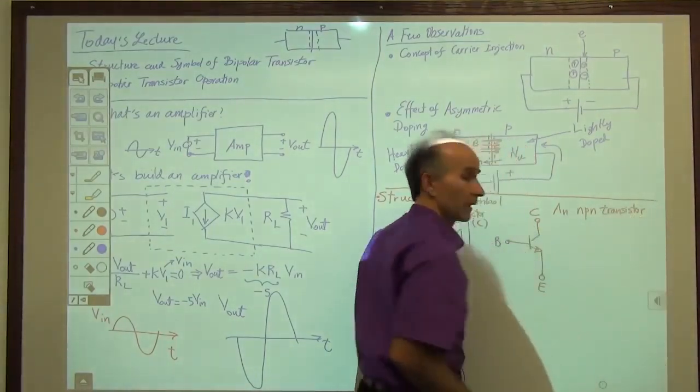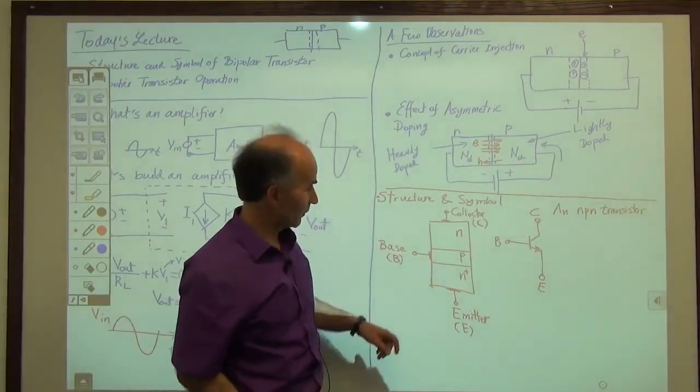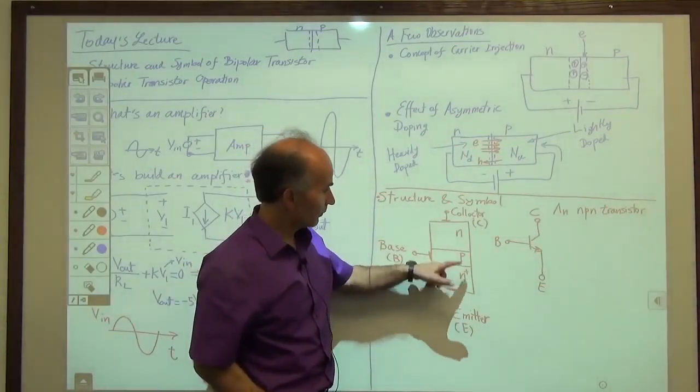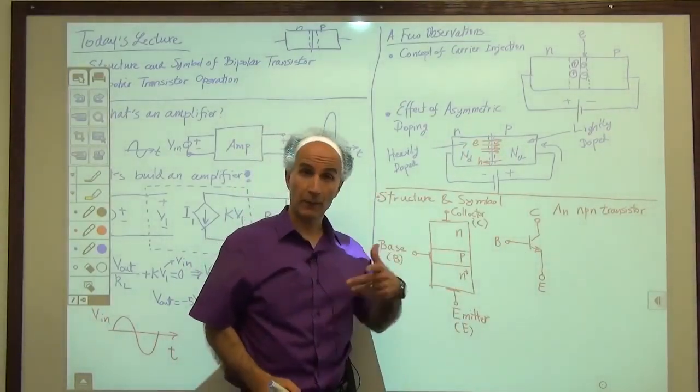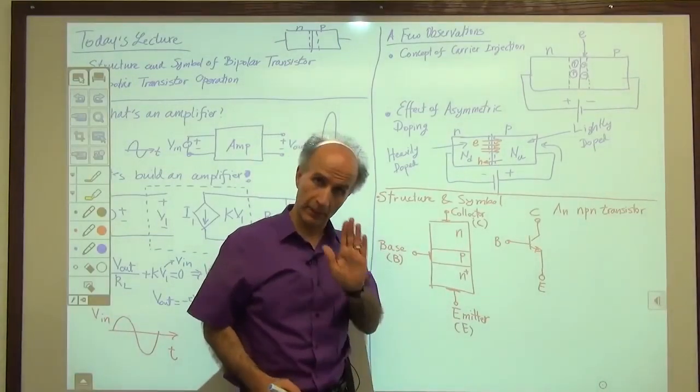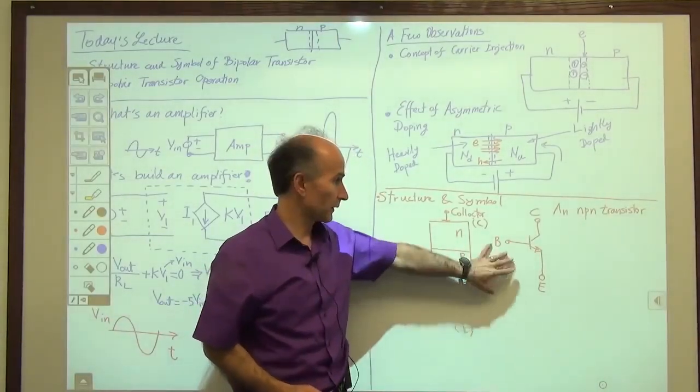So you might be guessing that there's another version, right? There could also be, these could be P and this could be N, so that we could have a PNP transistor. But all in good time. For now, we just focus on this.